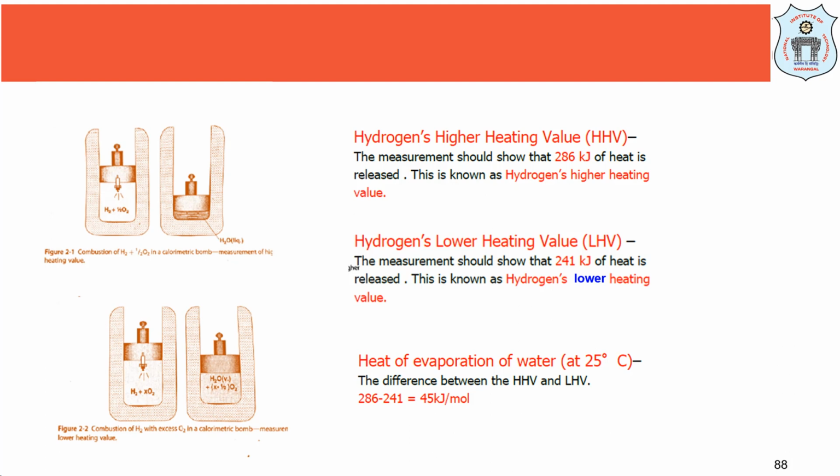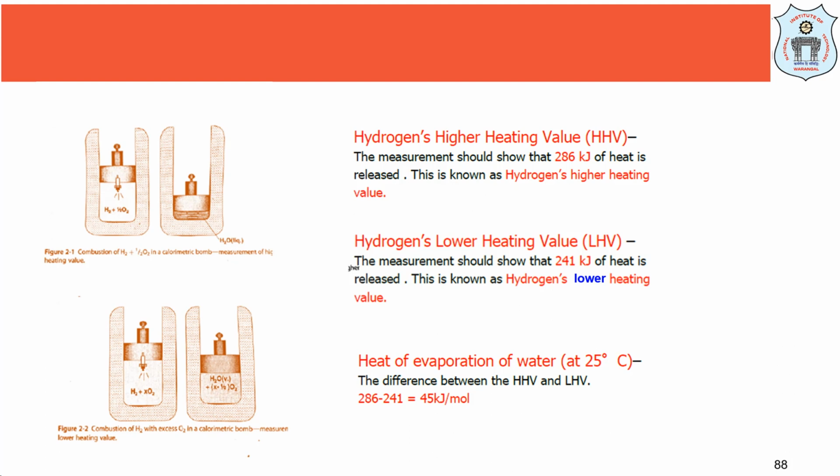And when we do it with excess oxygen in the bomb calorimeter, we get 241 kilojoules. So this difference, 286 minus 241, comes to around 45 kilojoules per mole, right? That is the heat of evaporation of water at the standard temperature of 25 degrees Celsius. Okay, and we have seen the theoretical electrical work, enthalpy.